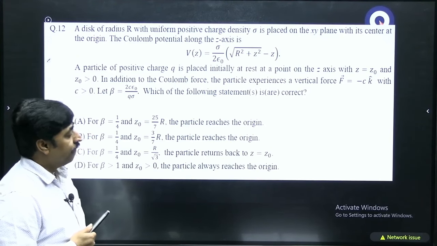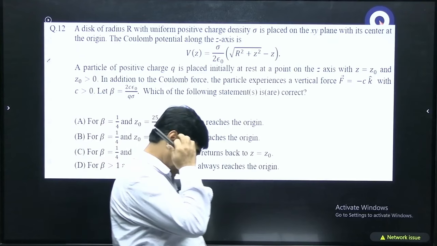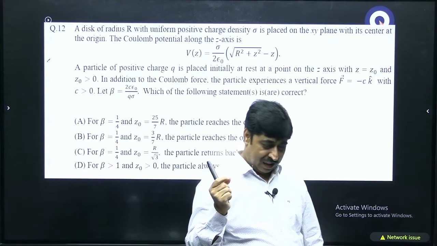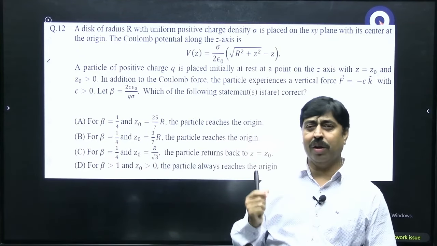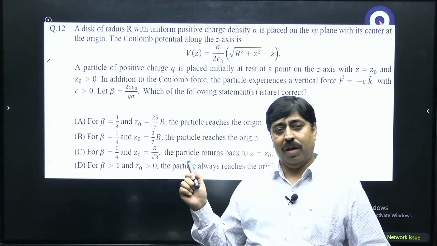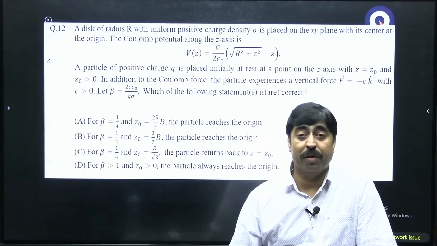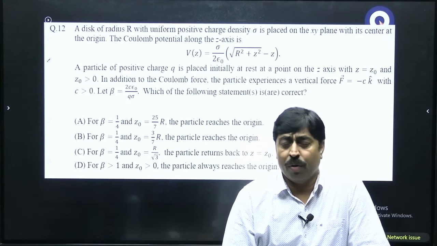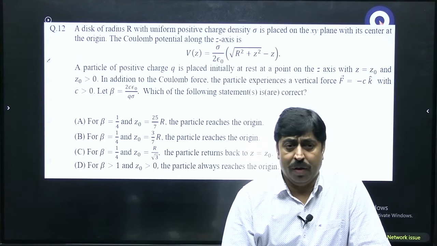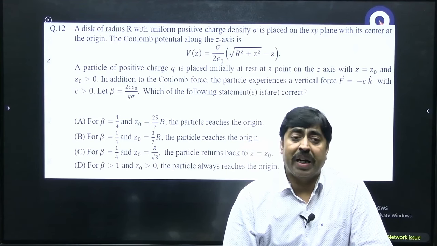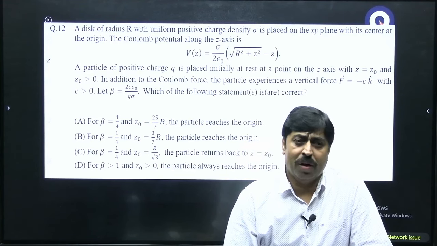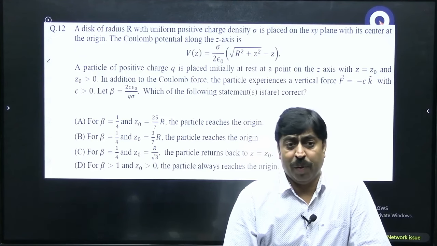Now, this is a question I could recall that a similar question, a question on a similar setup, similar system, has already appeared in the IIT JEE question paper of 19, if I could recall it correctly. In an old IIT JEE question paper, you will find this question.